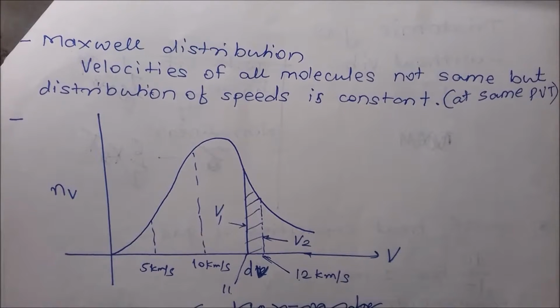Then Maxwell's distribution. Maxwell's distribution gives the velocity distribution of molecules of a gas. All gas molecules do not have the same velocity, but at constant temperature the distribution of speed is constant.